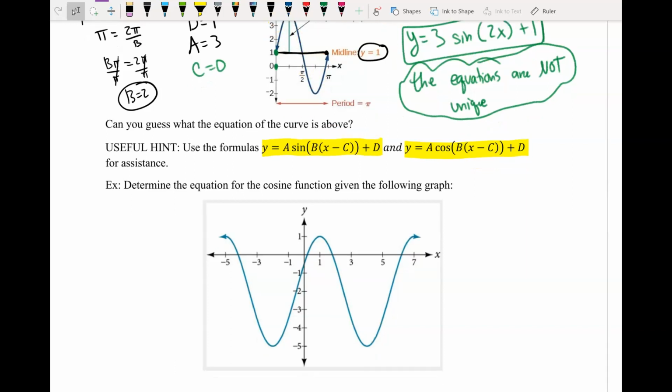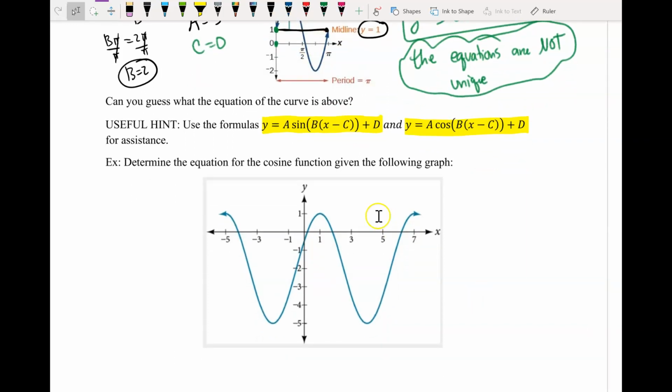So determine the equation for the cosine function given the following graph. So we're going to use a cosine function to be able to find this graph. Again, you could have used anything that you wanted. You can use sine also, but I think sine will be a little complex. So we're going to use the cosine function. So we need to figure out y is equal to a cosine of b x minus c, plus d.